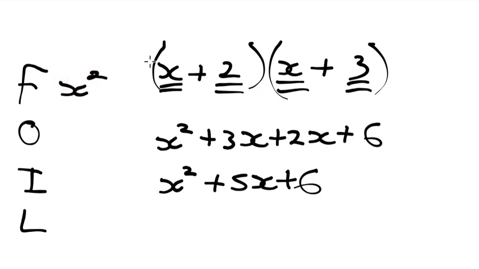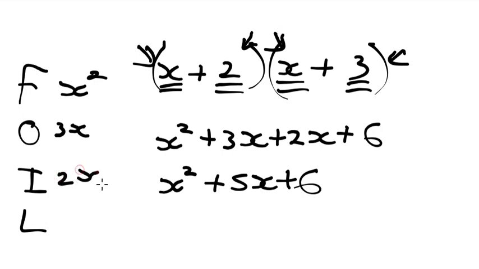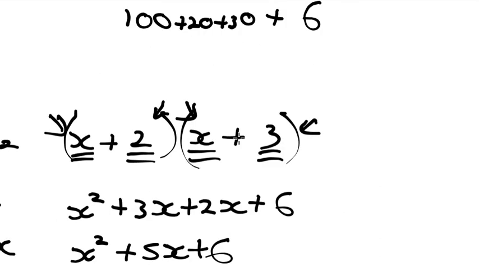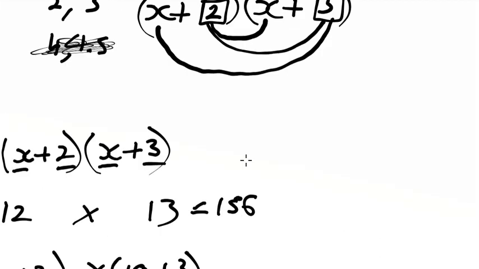And then the O is outside, so that's the outside 2, which is the x and the 3, that will give us 3x. And then the I is the inside 2, so that's these two on the inside, the 2 and the x is 2x. And then L is last, and that's the last in each bracket, the last thing in the first bracket times the last thing in the second bracket, 2 times 3, which is 6. And then we get the same 4 terms again, x squared plus 5x plus 6. So that's the FOIL method. Lots of methods for multiplying them out.